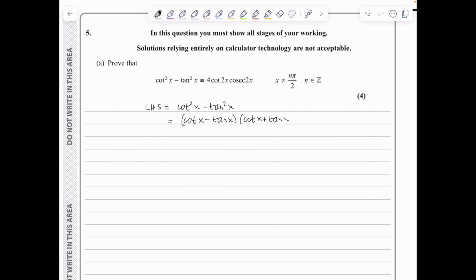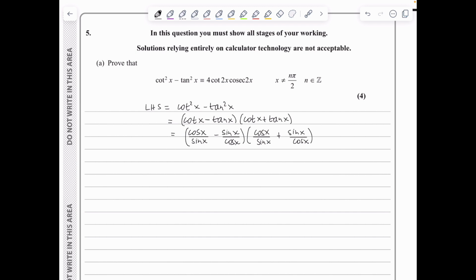The next thing to do is express cot x as cos x over sin x. So we're looking at cos x over sin x minus tan x, which is sin x over cos x. And then the second bracket is cos of x over sin of x plus sin of x over cos x. Then the next thing to do is express everything over the same denominator.